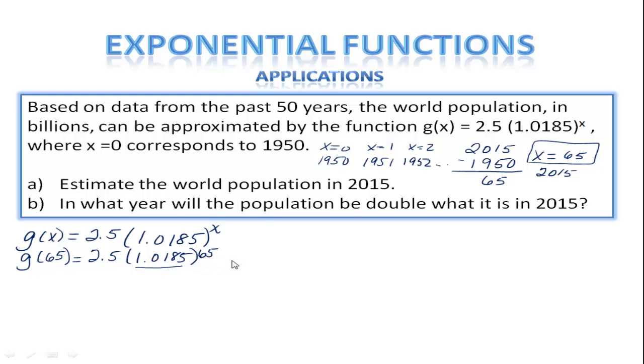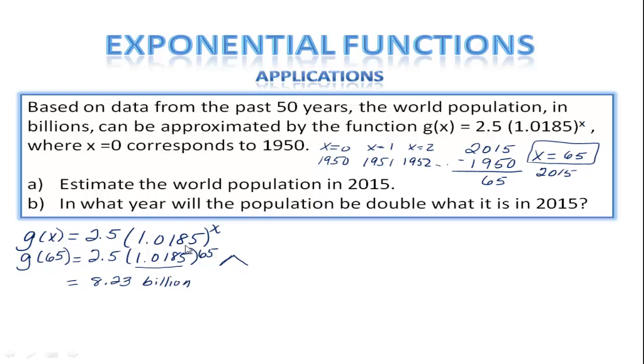How do you do that? In your calculator, you have a symbol that looks like an upside down V. That is your symbol to raise to the power of 65. And once you have that answer, you multiply by 2.5 and you will get 8.23. And that means 8.23 billion people would be the world population in the year 2015.